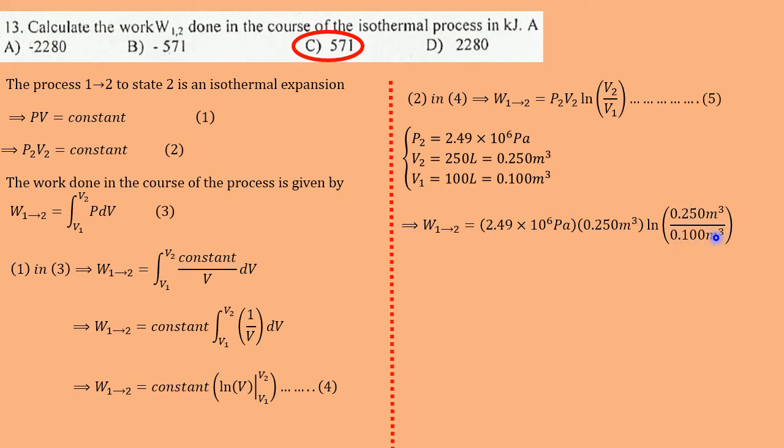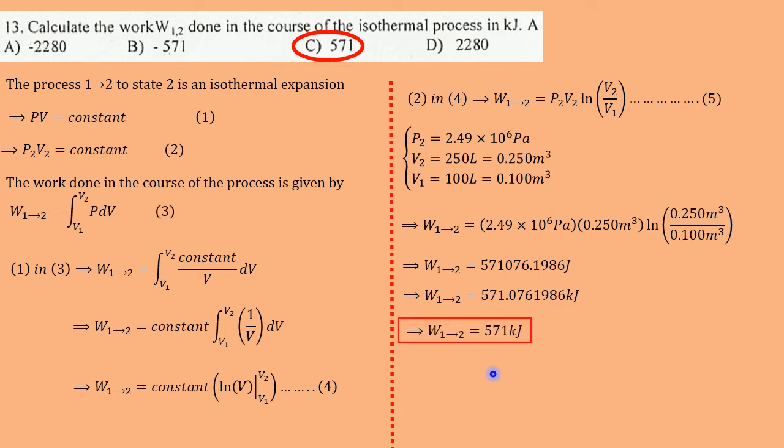So obviously meters cubed cancels out meters cubed there. Yeah, we have Pascal times meters cubed, which gives us the joule. So first of all, our answer comes out in joules. So we're going to have 571,076.1986 joules. So converting that to kilojoules, we're going to have 571.0761986 kilojoules. And when we round to the nearest unit, we just have W12 equal to 571 kilojoules, which is C, the answer we have.